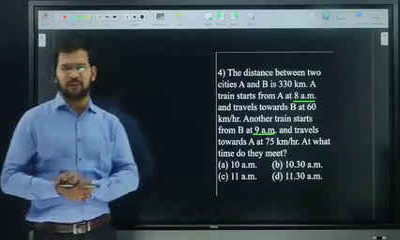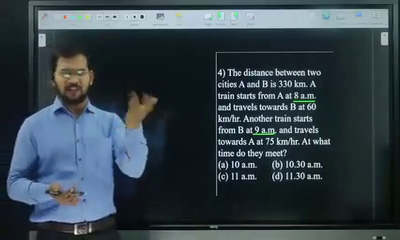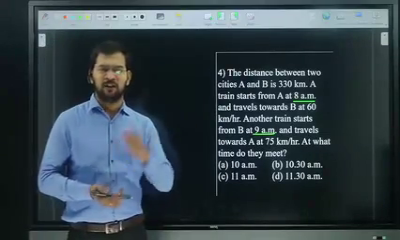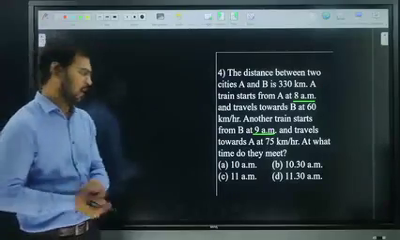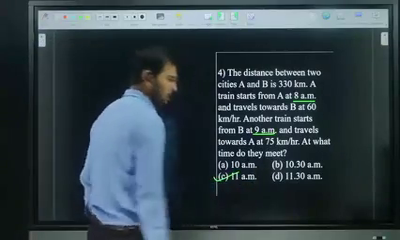270 by 135. Exactly 2 hours. After 9 o'clock, it will take 2 hours, okay? Therefore, at exactly 11 o'clock, both will pass each other.